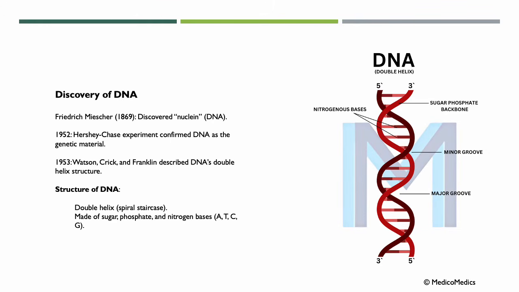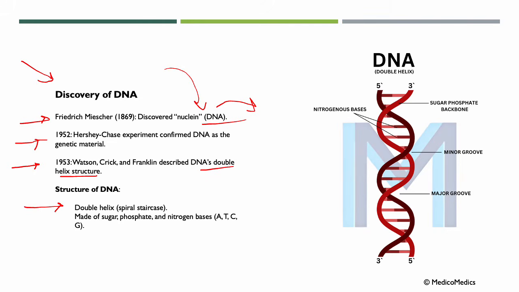And then, of course, with the discovery of DNA, everything accelerated. Now, Friedrich Miescher, in 1869, discovered the nuclein, later known as DNA, and he did that in white blood cells. In 1952, the Hershey-Chase experiment proved DNA, not proteins, is the genetic material using viruses and radioactive labeling. Further on, in 1953, Watson, Crick, and Franklin used X-ray diffraction to describe the DNA double helix structure.